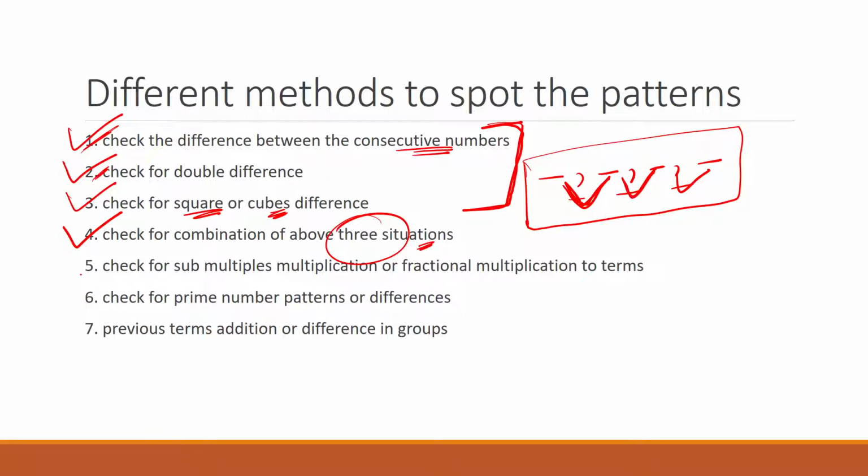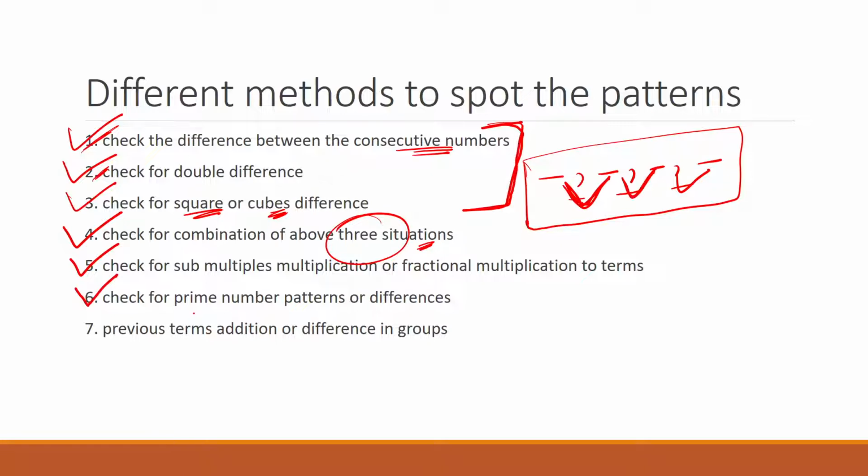So this is considered a tough question. Check for submultiples or multiplication or fractional multiplication of terms. What this means is that sometimes instead of doing a simple multiplication or a simple addition, he does a partial or fractional multiplication to the question, and also a multiplication and the sum with a number. So this is another pattern, relatively difficult as compared to the fourth one.